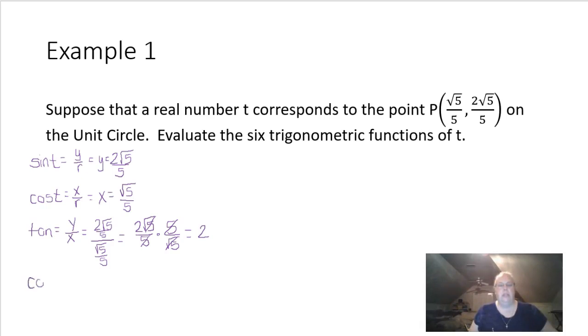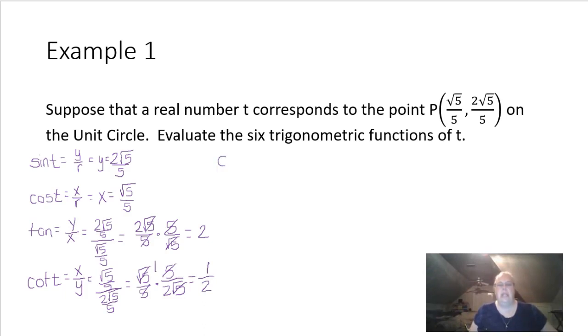The cotangent of t is going to be defined as the x-coordinate divided by the y-coordinate. And in this case, we're looking at the square root of 5 over 5 divided by 2 square roots of 5 over 5. This is going to turn into the square root of 5 over 5 times 5 over 2 square roots of 5. And it looks like our 5s are going to cancel. Our square roots of 5 are going to cancel. We've got 1 left over on the top, 2 left over on the bottom. This is going to be 1 half.